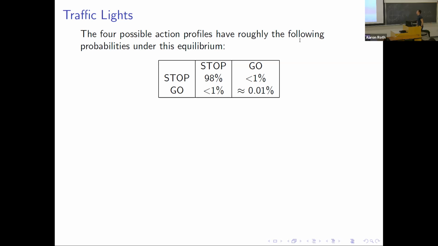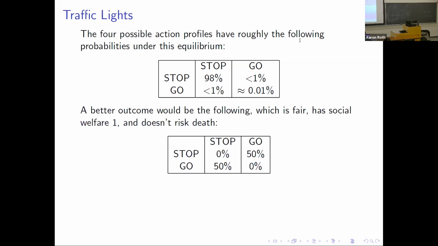Okay, so when you look at the distribution over game states, this is a very inefficient outcome, right? What we'd really like is for almost all of the time to be in the good states where one person stops and one person goes.